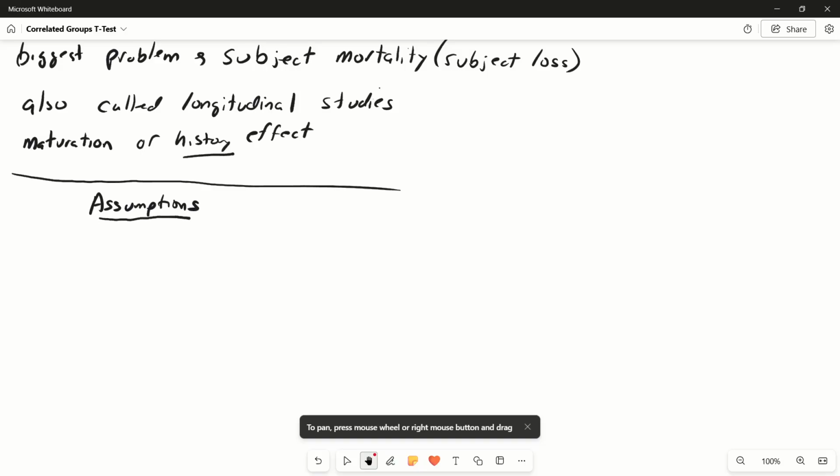Some of the assumptions of this correlated groups t-test is that the data must be correlated. And the data will be correlated if you're using the same people. So if the same individual does before and then they do after, those measures are correlated because it's the same individual. So this data must be correlated. It must be related. They must go together, right? Otherwise, something's wrong because they should be the same people.